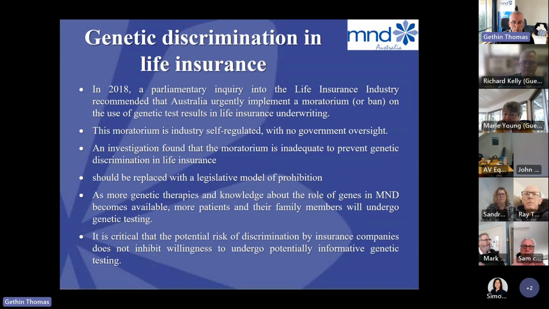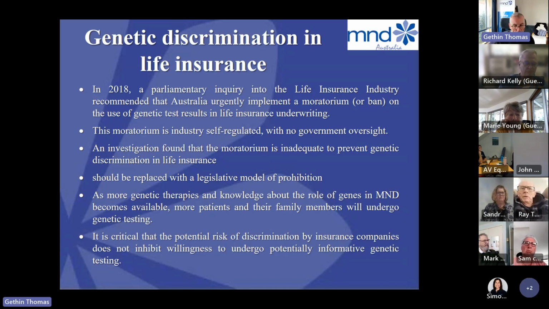Again, moving slightly away from clinical trials here, but this is something which is becoming more of an issue for people living with MND: genetic discrimination in life insurance. As you know, we're getting a much better understanding of the genetic background of people with MND. We know there's a number of mutations that contribute quite significantly to the disease, and unfortunately, if you do carry the SOD1 or the C9orf72 mutation, there's a very high chance you will develop MND at some point in your life. So unfortunately, life insurance companies want to find out about this information and then use it perhaps to refuse you life insurance.